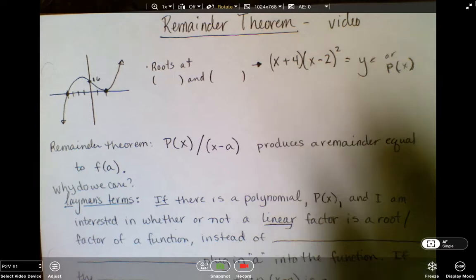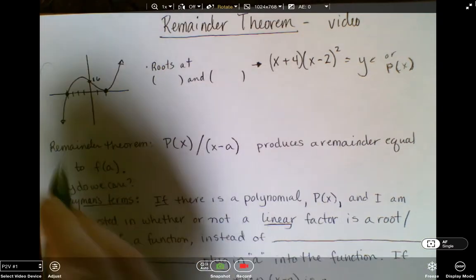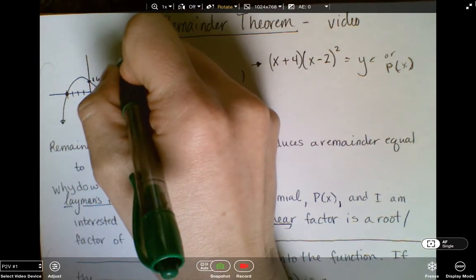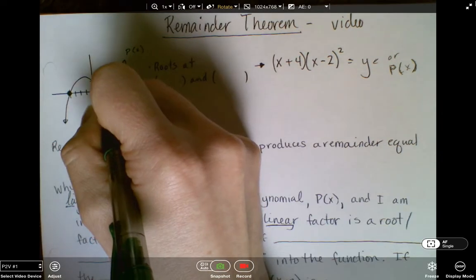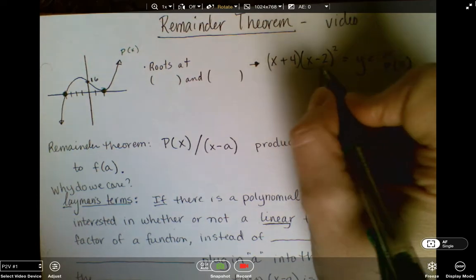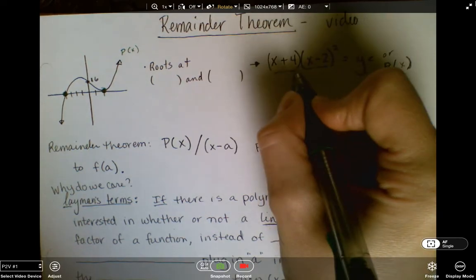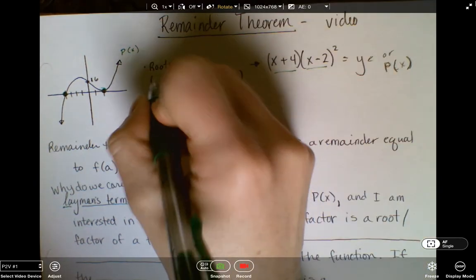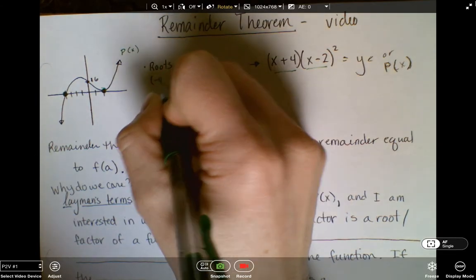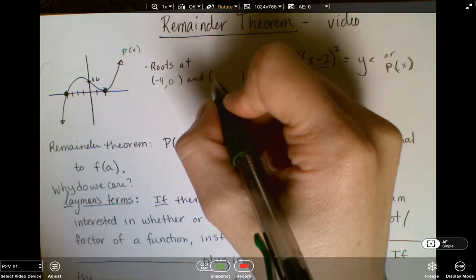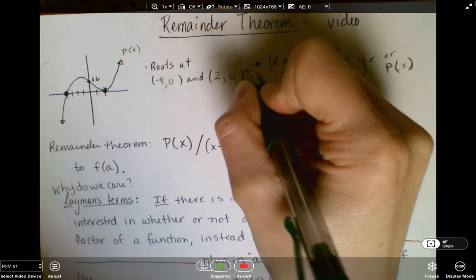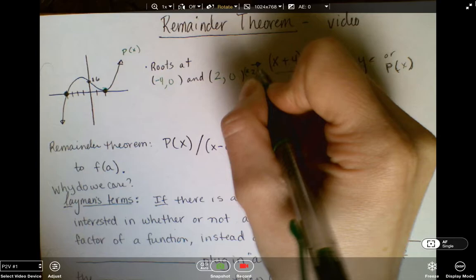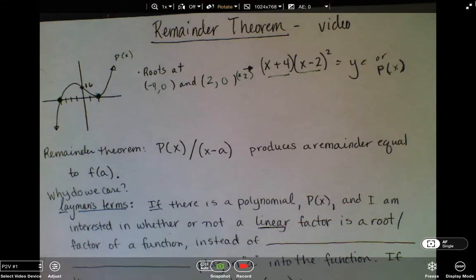So what does that mean? It's kind of a little fishy at first. So here's our polynomial. We'll call this the polynomial p of x. It has a root here, and it has a root here. So it has double roots and a single root. We have a root at -4, 0, and a root at 2, 0. We're just going to put times 2 because there's 2 of them. You wouldn't normally need to write that. It's just for you to remember.